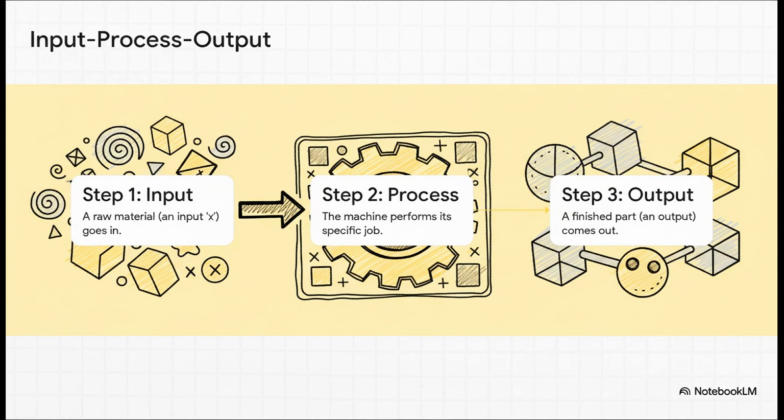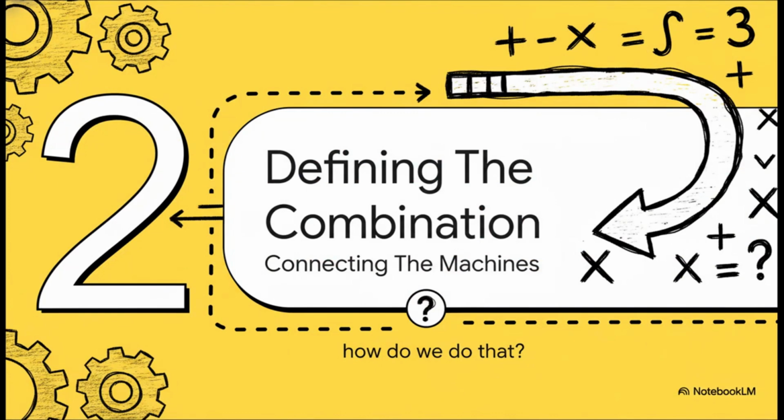First, you've got your raw material. That's your input, your X, that goes in one end. Then the machine does its thing, it processes it, and finally, out the other side comes a finished part. That's your output. Super simple, right? Input, process, output. Now, one machine by itself, super useful.